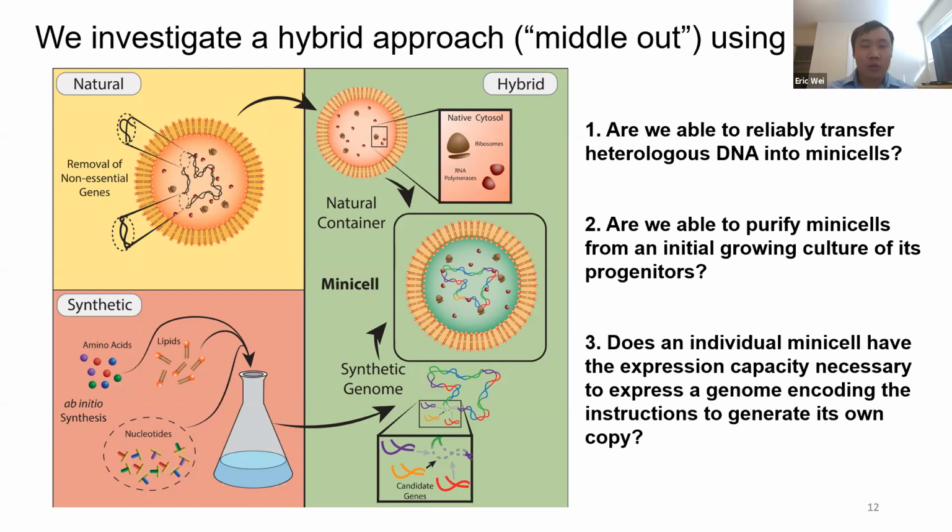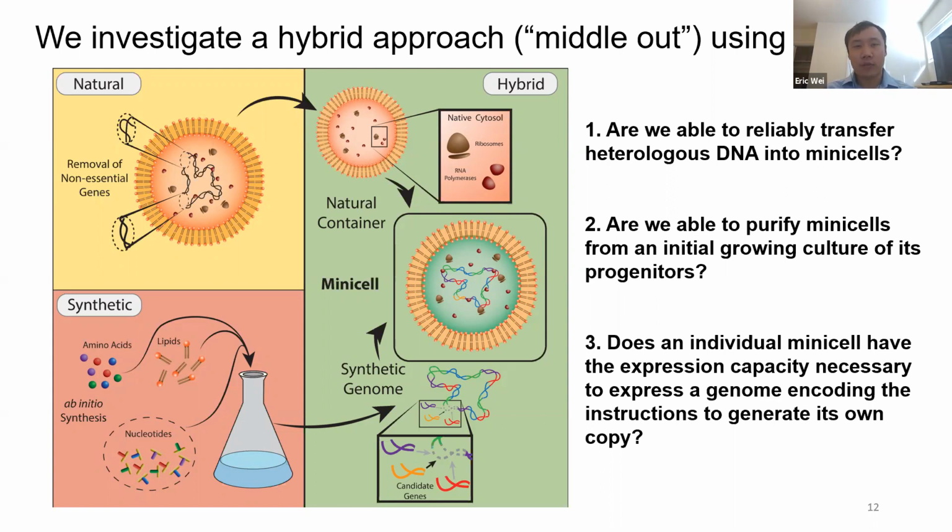If we wish to use mini cells for this approach, there are many questions that we need to have answered. One, we have to be able to reliably transfer heterologous DNA into them. We also need a way to purify mini cells from their progenitor cells. And does an individual mini cell have the expression capacity necessary to express a genome, generate its own copy, and replicate?